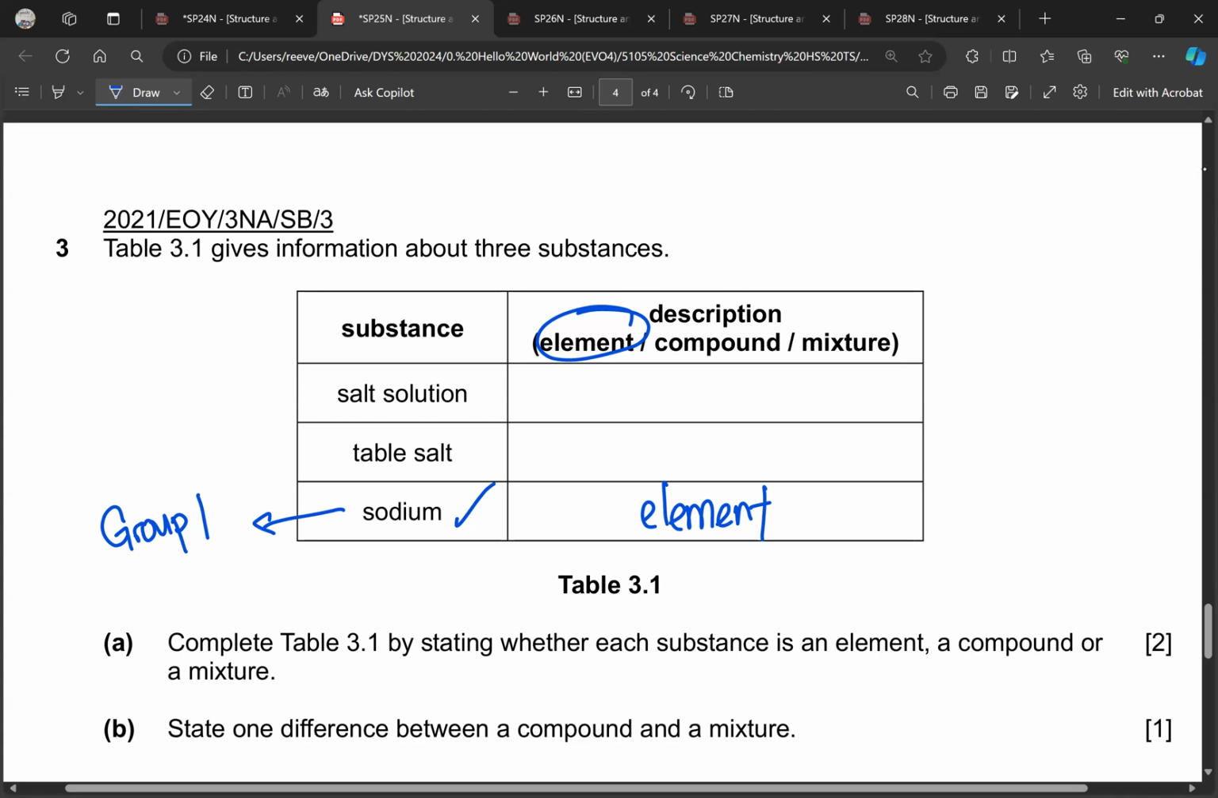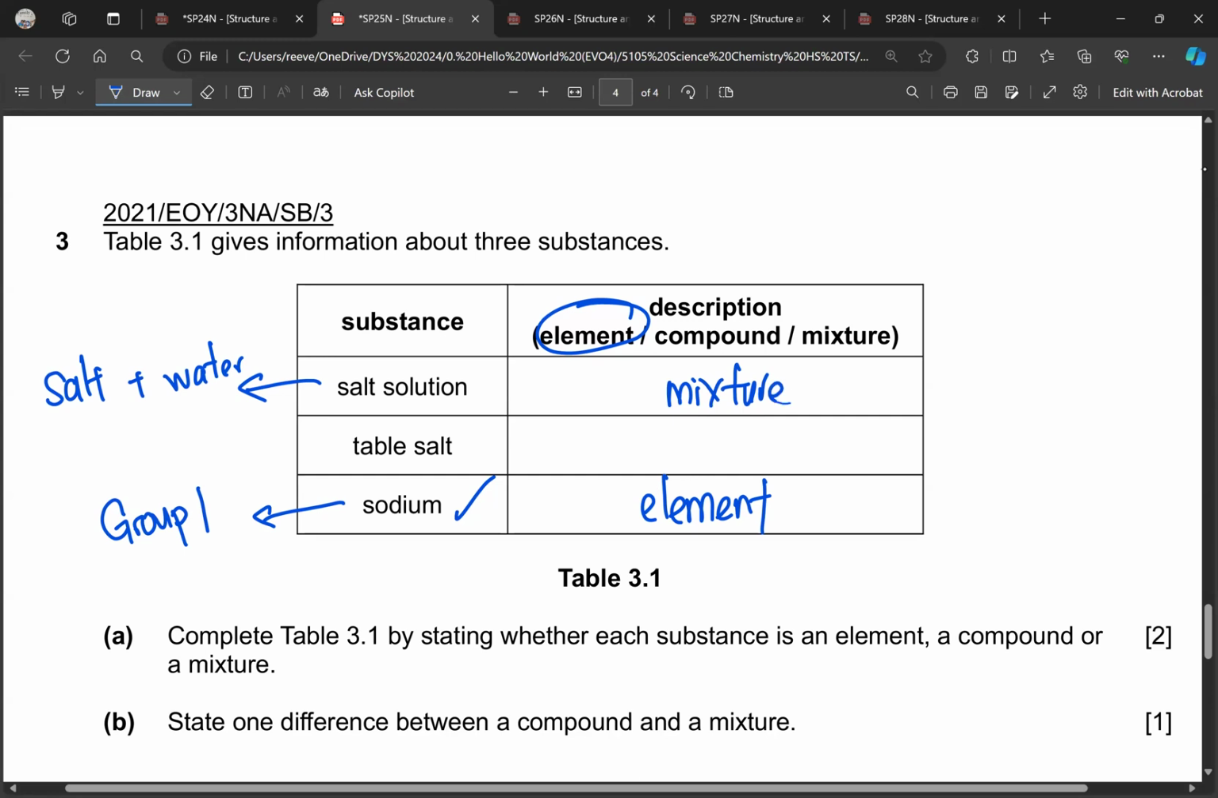Okay, next one. What is salt solution? Do you know what salt solution is? I hope you know. Salt solution is when you add salt to water, or in other words, you dissolve the salt in water. This is a mixture because I can add as much salt as I want to the water. If you want it saltier, add more salt. So it's a mixture. I can mix any proportion. I can also easily separate it. Just evaporate, get the salt.